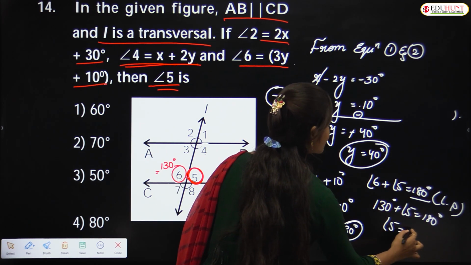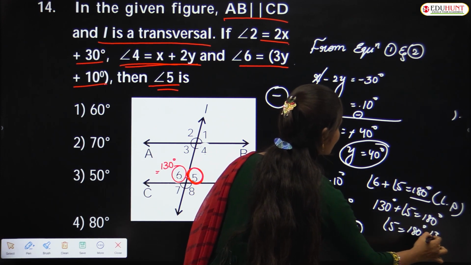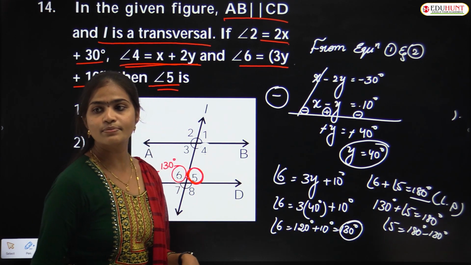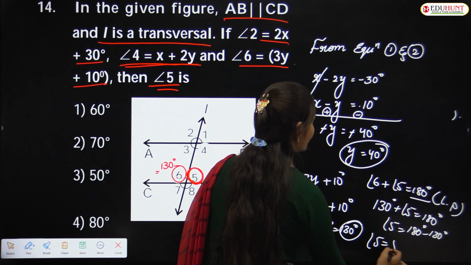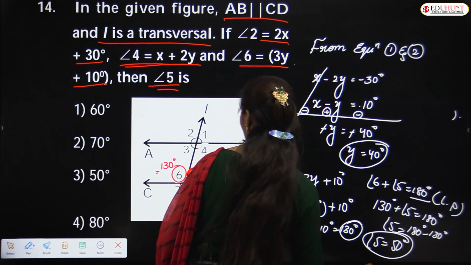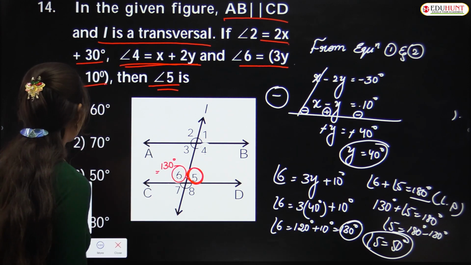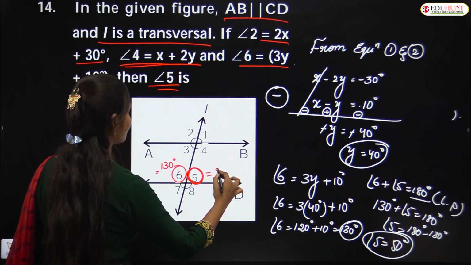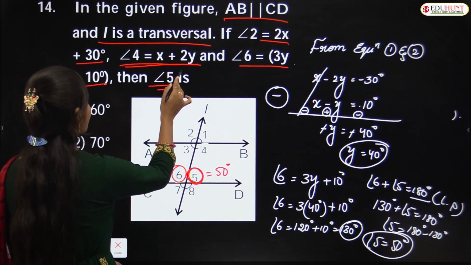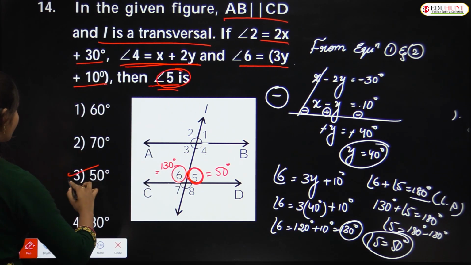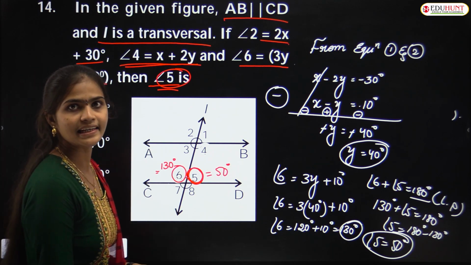So angle 5 is equal to 180 degrees minus 130. So 180 minus 130, what is that result? So angle 5 is equal to 50 degrees. So here angle 5 is equal to 50 degrees. Okay, so the answer is angle 5 is equal to 50. So option 3 is correct here.